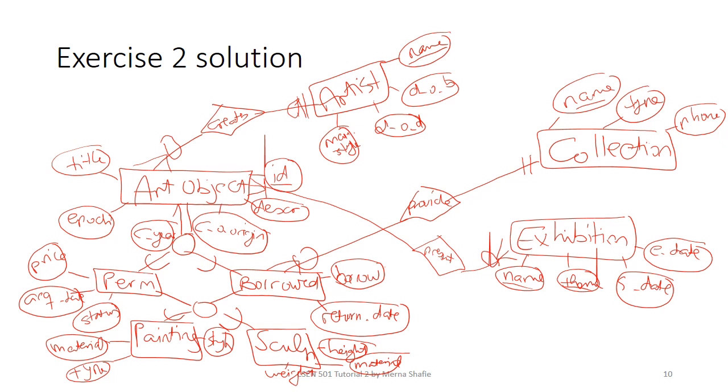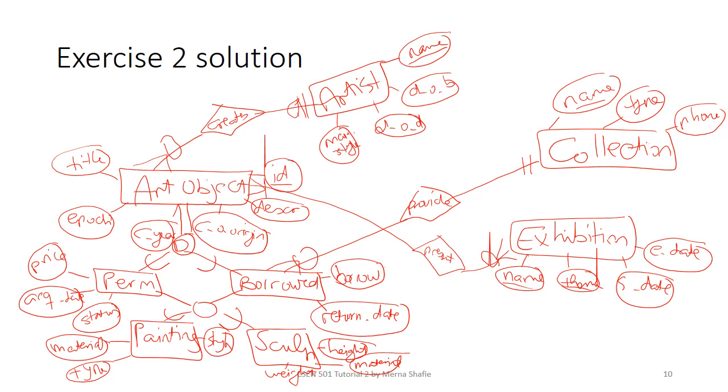Either can I have something that is permanent and borrowed at the same time, or is it either permanent or borrowed? In this case, it's either permanent or borrowed. So the things here are disjoint. So we put the disjoint marker here because they are disjoint. It can't be that I have something permanent and borrowed at the same time.